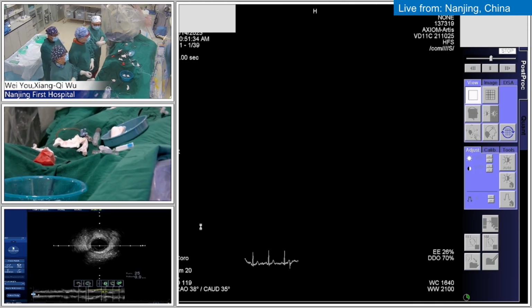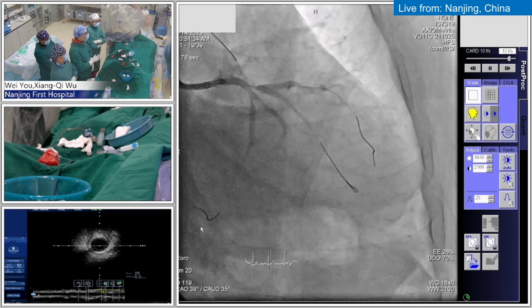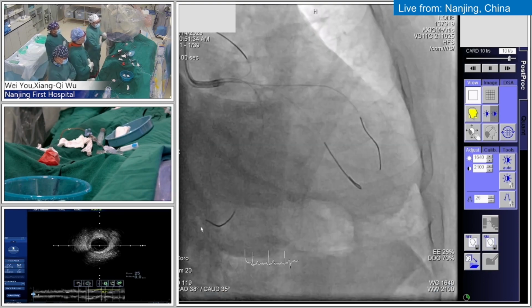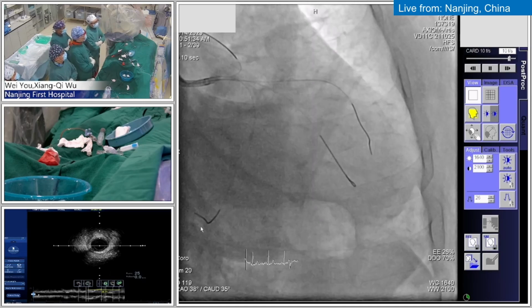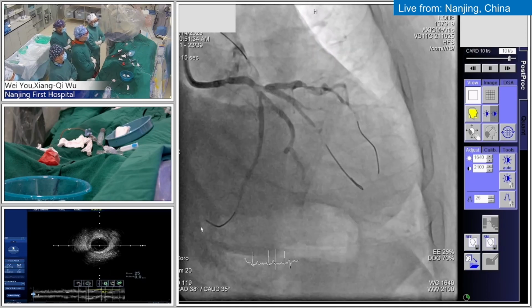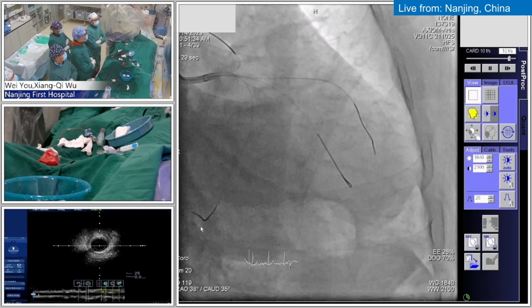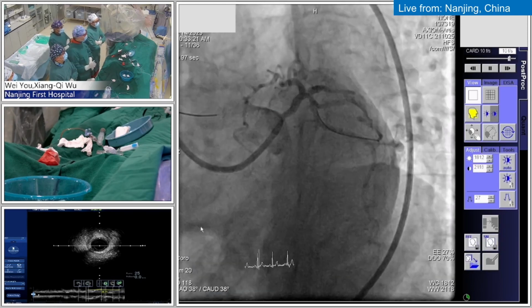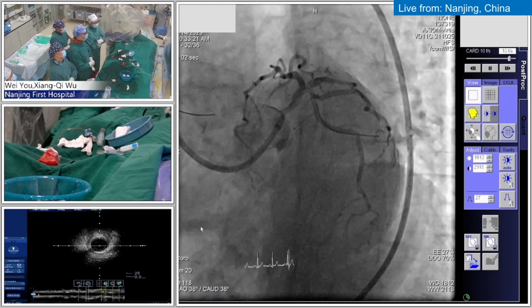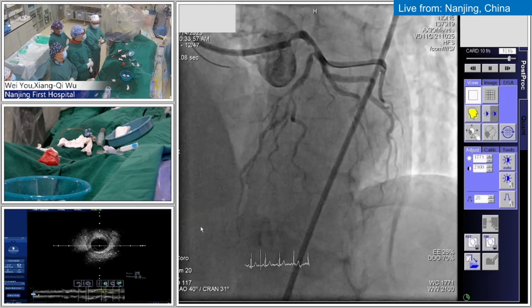Because the patient had just undergone a previous angiogram in another hospital, with a very complex anatomy of the distal left main bifurcation, the patient was transferred to our hospital. Next, please. Okay, it's the first view. No, next. Oh, previous view.